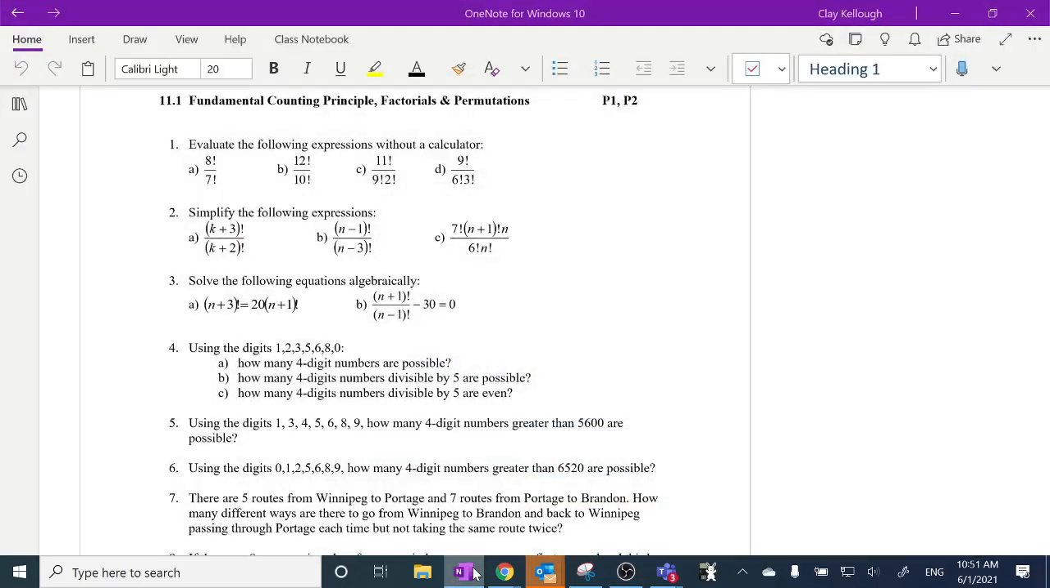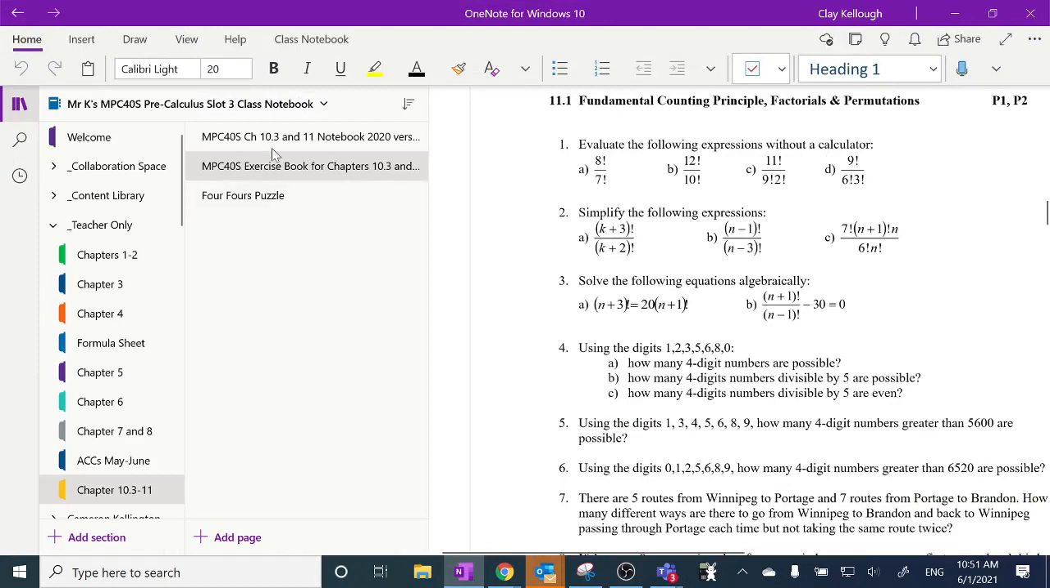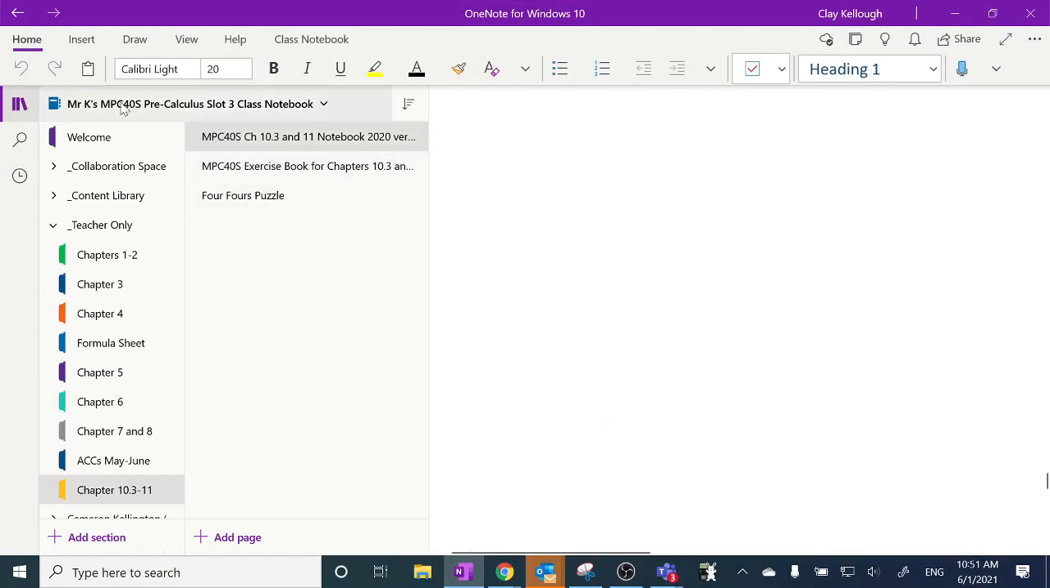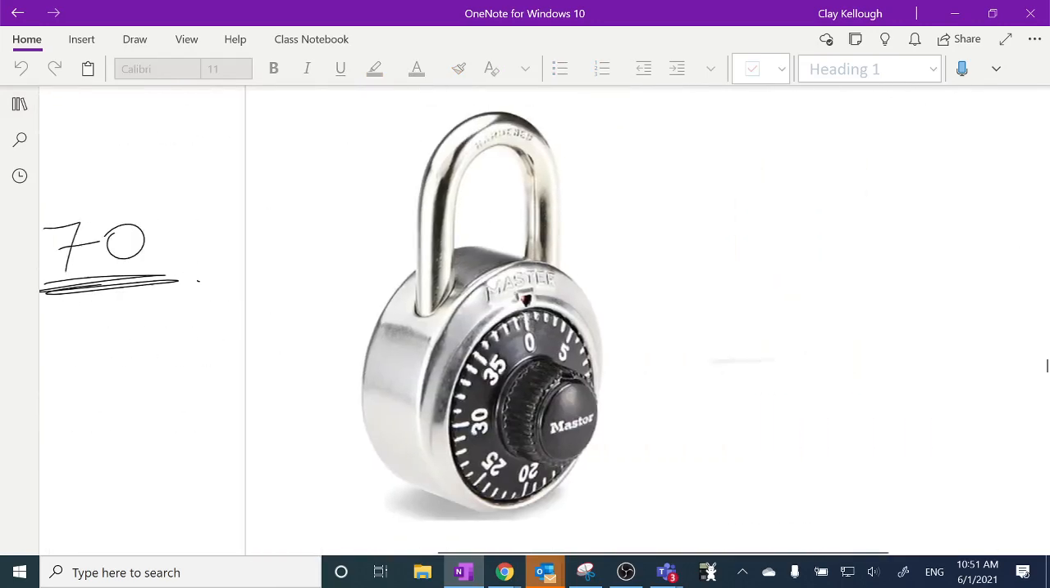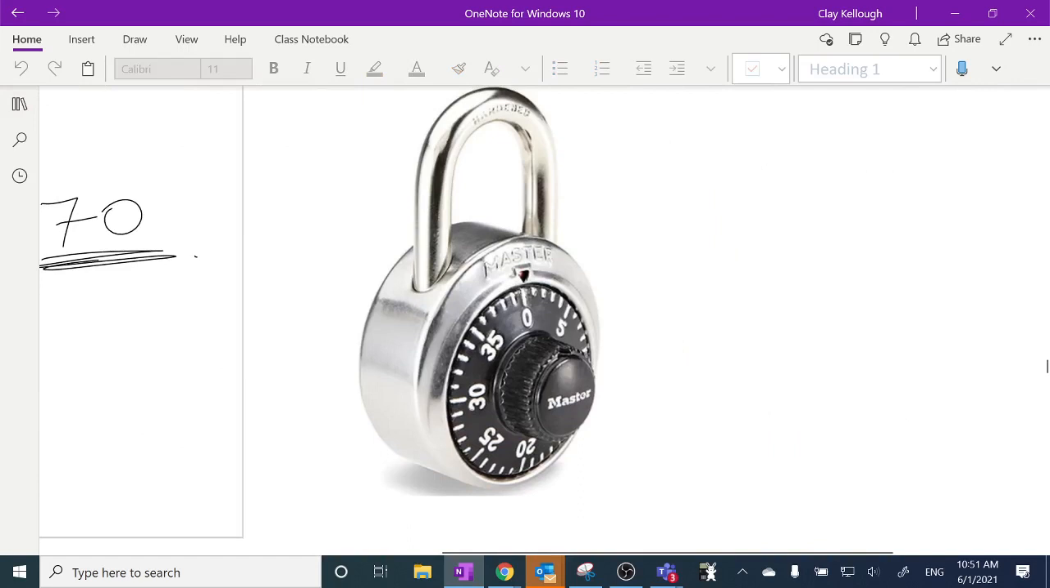Okay, so we are going to move into the second lesson in chapter 11. Before we actually get started, I'm just going to ask the question, what do you call that thing? A rotary lock. Okay, yeah, you can call it a rotary lock. Anybody else know what else you can call this thing? Begins with a C. Combination. Most people would call this a combination lock.